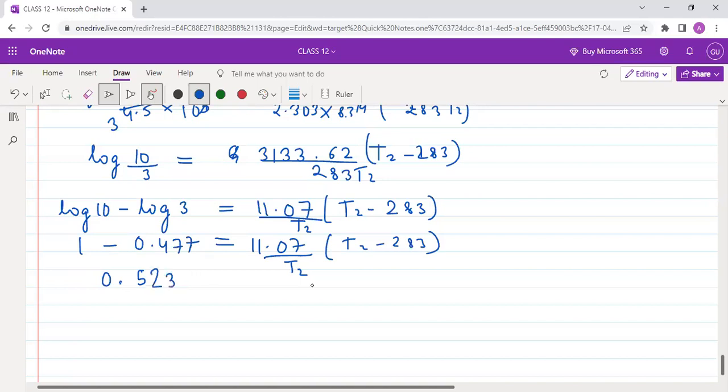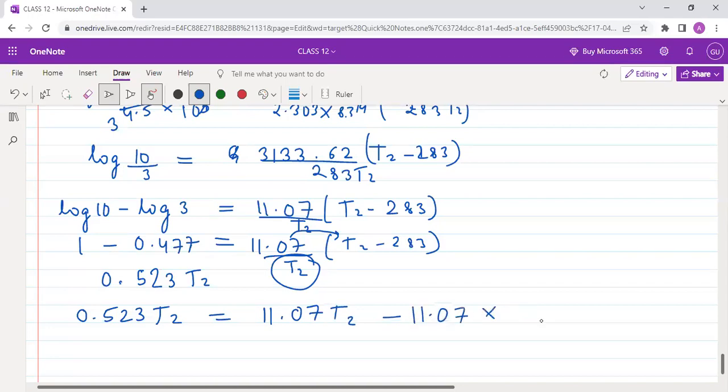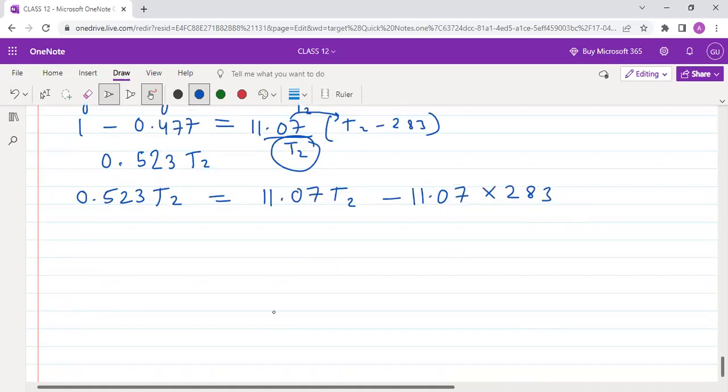Yes. And then you'll multiply this with T2, so it will become 0.523 T2. And then you'll multiply 11.07 with both the terms: 11.07 T2 minus 11.07 into 283. Now can you solve this? Okay, you can do it as homework. Will you be able to do this? Yes, I'll do it.